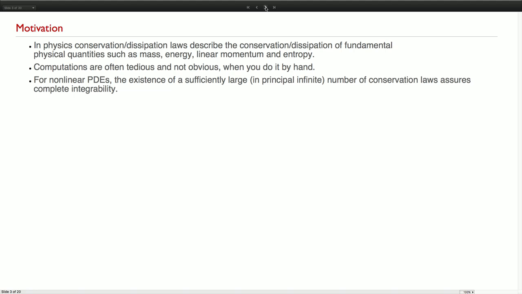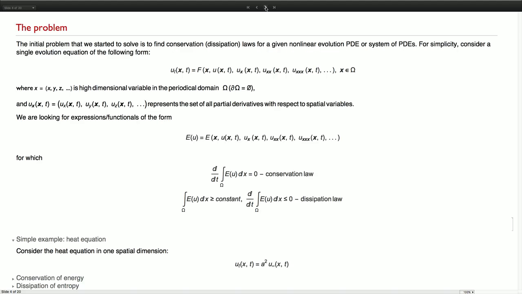Also, for nonlinear PDEs, the in-principle infinite number of conserved quantities lets us be sure that we have complete integrability. And in the scheme of the numerical solution, if we have already found conserved quantities, we can check them at the first part, in the middle, and in the last. If these quantities stay conserved, that means that our numerical solution is working in a correct way. Okay, let's go forward.